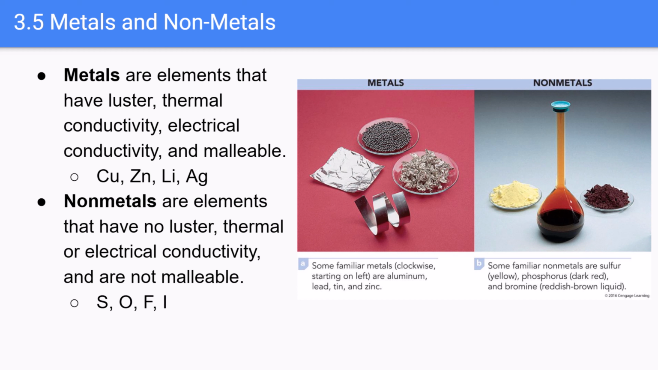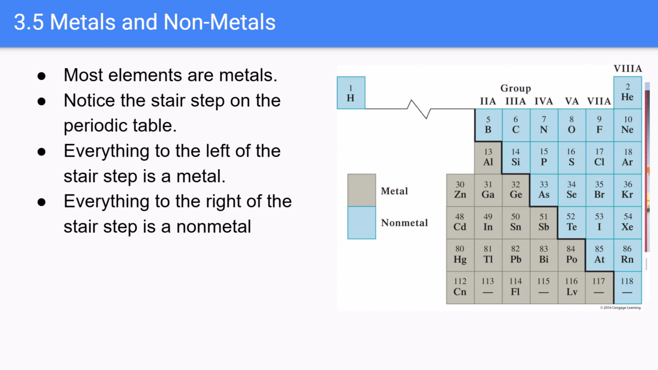Nonmetals are elements that have no luster, meaning that they're very dull. They have no thermal or electrical conductivity, meaning that they don't retain heat or electricity very well, and are not malleable. They tend to be very brittle. These are things like sulfur, oxygen, fluorine, iodine. You can see on the right-hand side there, they're very much in their powdered form. They're not going to be able to retain electricity or heat. They don't have much luster. They're not flexible when you try to manipulate them. They just kind of break apart into much, much smaller pieces.